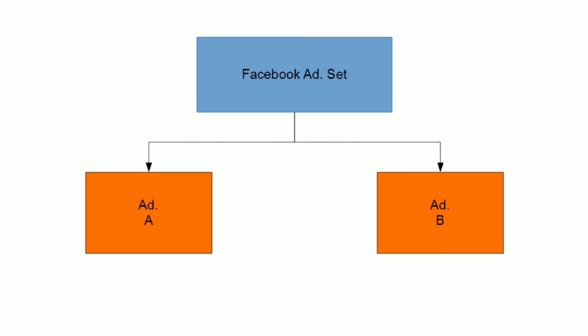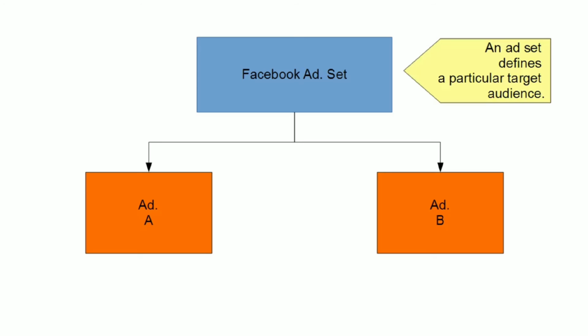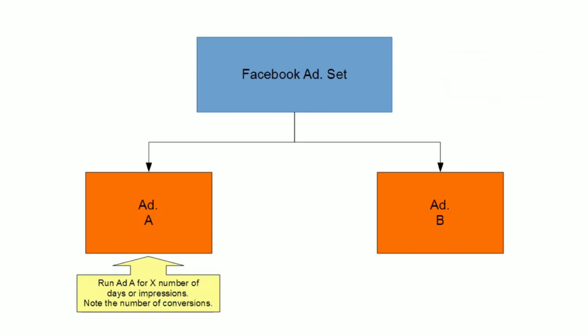First of all, you have your Facebook ad set, and then you have two ads. For the sake of argument, let's call them Ad A and Ad B. Now, an ad set defines a particular target audience. And it's also used to define your budget, your schedule, and the bid type. So let's say you're going to have the two ads and you run Ad A for X number of days or impressions. You then note the number of conversions.